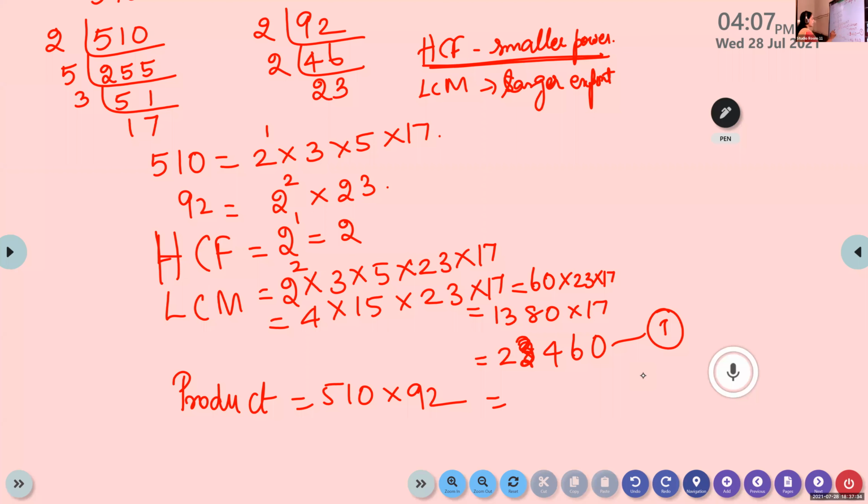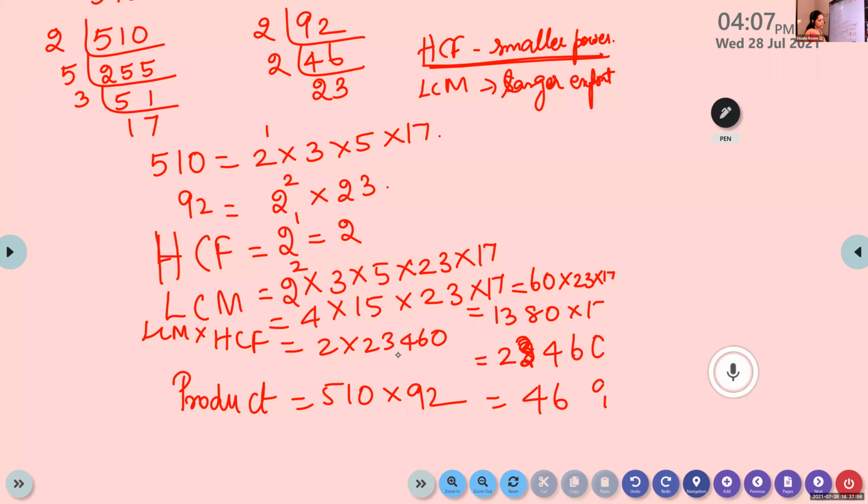LCM into HCF. Okay. Here we wrote one. LCM into HCF. What is LCM into HCF? 2 into 2, 3, 4, 6, 0. That one only we have to name it as 1. This is LCM only we wrote. Here then you find out what is LCM into HCF. So we'll get 46920. You also get 46920. That is equation 2. Find out LCM into HCF. Find out the product of the numbers. You should get same. Otherwise, some mistake we have done.